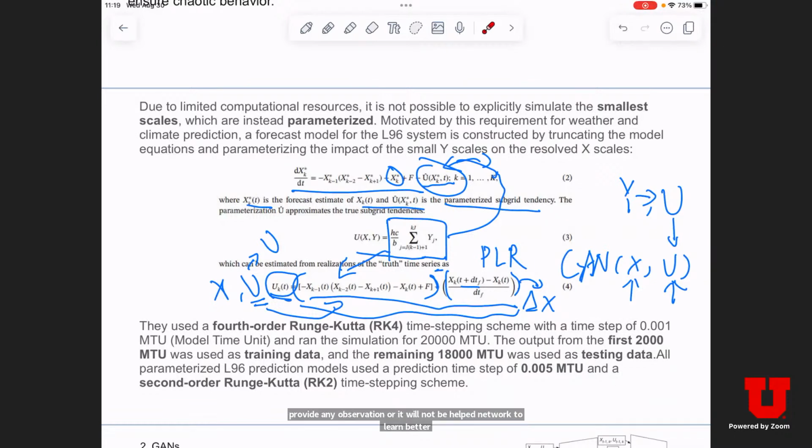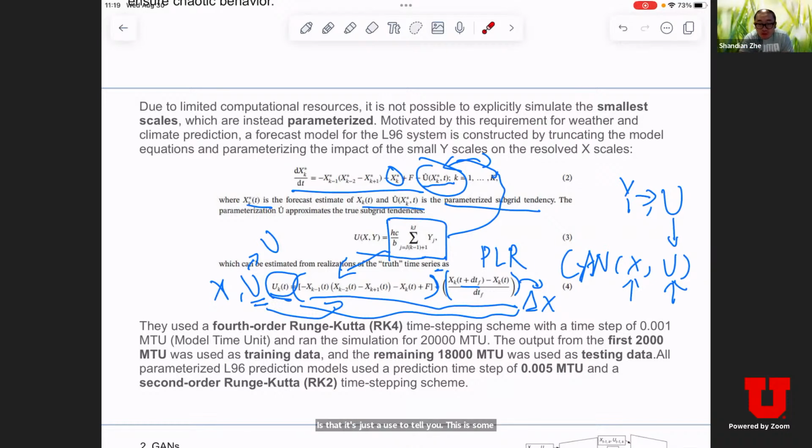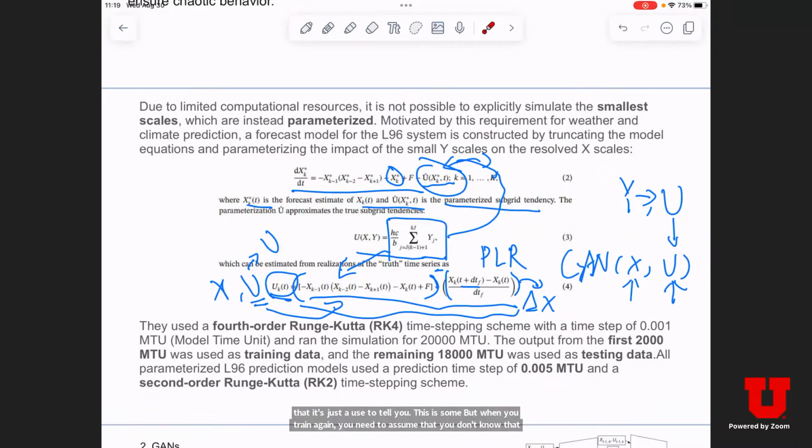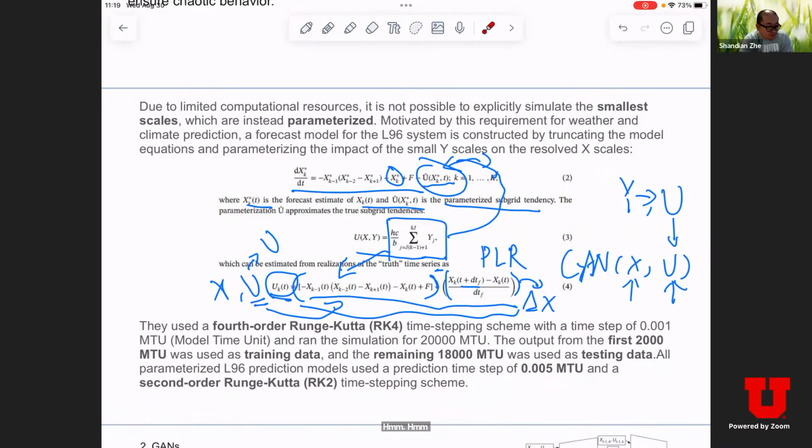Yes. It's just used to tell you this is some ground truth, but when you train again, you need to assume that you don't know that, so that you can do some comparison.